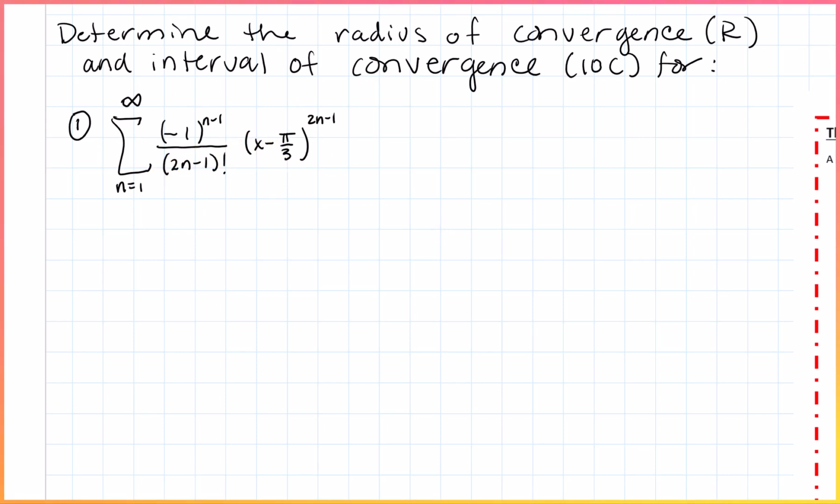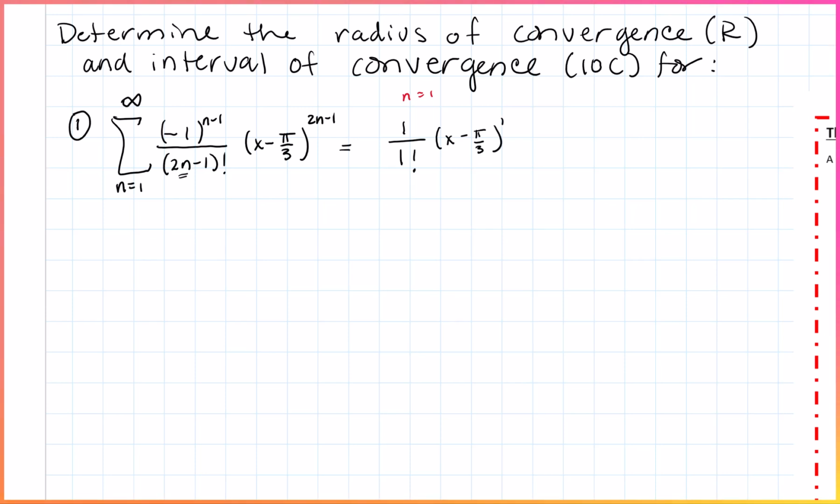Well, before we just start jumping into the radius of convergence, let's just see, what does this power series look like? So we start at 1, so when n is 1, what would be the first term in this power series? When I plug in 1, I get a positive 1, negative 1 to the 0. In the denominator, I would get 1 factorial, because I plug in 1 for n, and then I'm going to have (x minus pi over 3) to the first power.